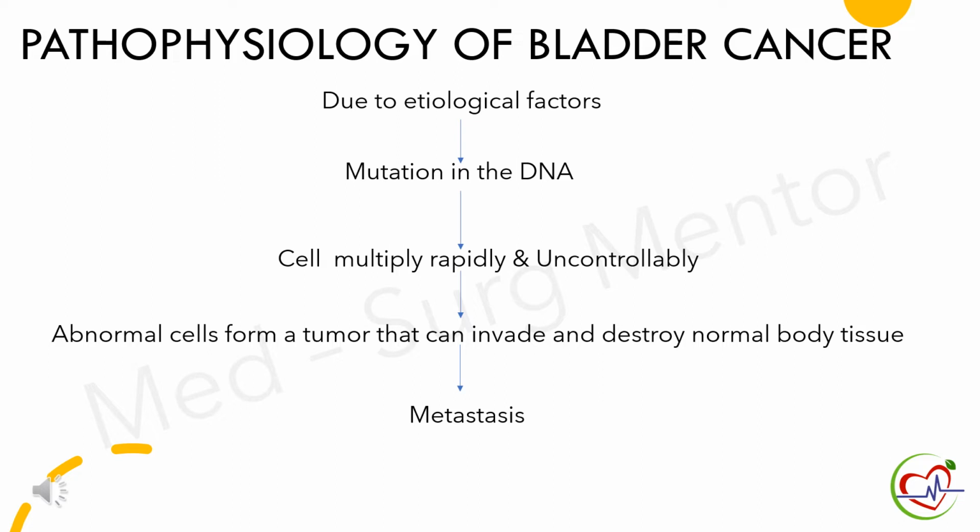Pathophysiology of bladder cancer. Due to etiological factors like smoking and chemical exposure, cells in the bladder undergo mutations in their DNA. As a result of these mutations, the cells multiply rapidly and uncontrollably. These abnormal cells form a tumor that can invade and destroy normal body tissue. Gradually, these abnormal cells spread through the body, and this is called metastasis.